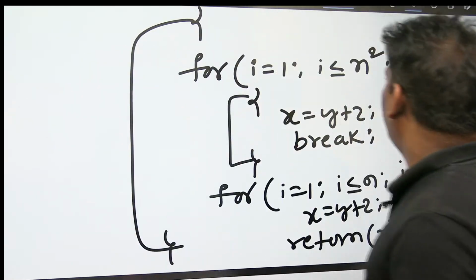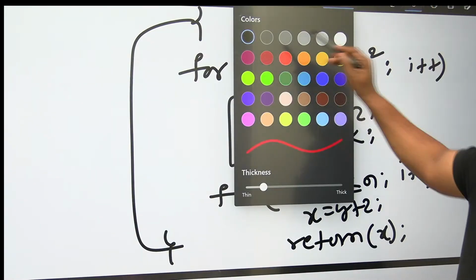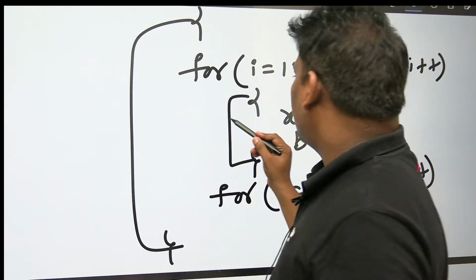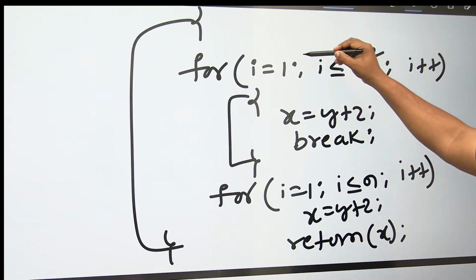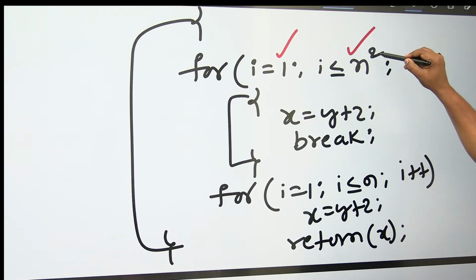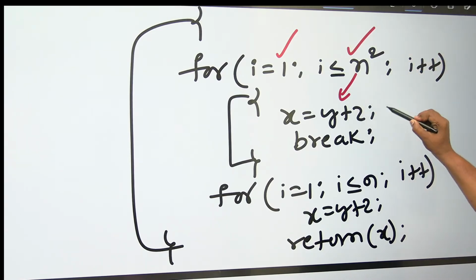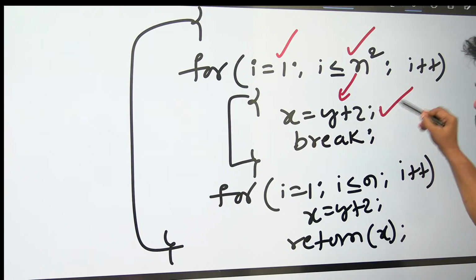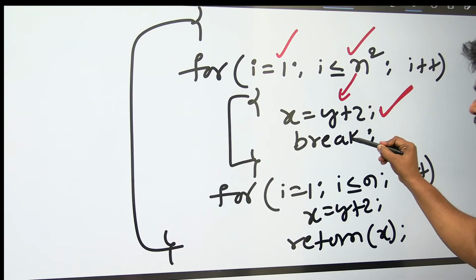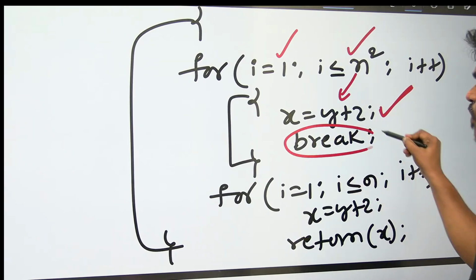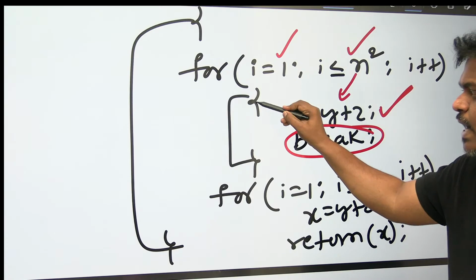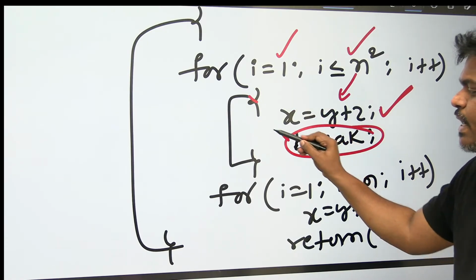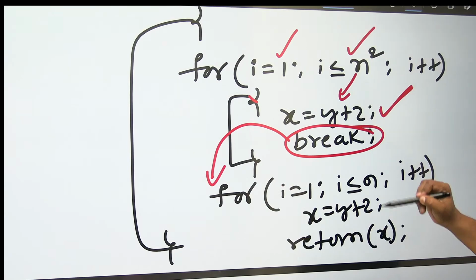So, what is the answer for this? Let's check what the answer is. Listen, can you help me? i is equal to 1, i less than or equal to n square, condition true, come inside. x is equal to y plus z, break. One time I executed, and after that break, remember, it is not a return, it is a break. When you say break, in whichever brackets you are executing, you will go outside that bracket. You are not stopping the program, you will go outside.